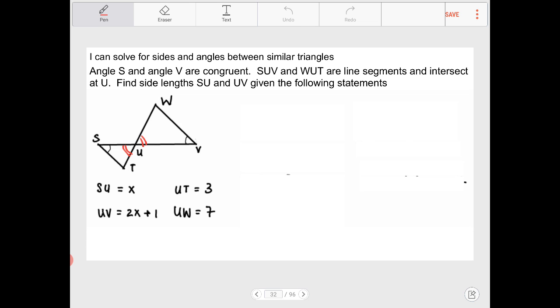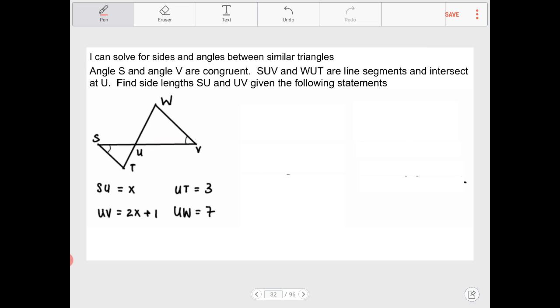All right. Next. Sorry, this was not a part of the original problem. Let me erase that. Pause the video to see if you can figure this out on your own. What we're going to try to do is to solve for the side length SU and UV.